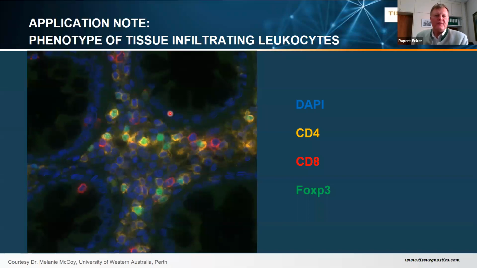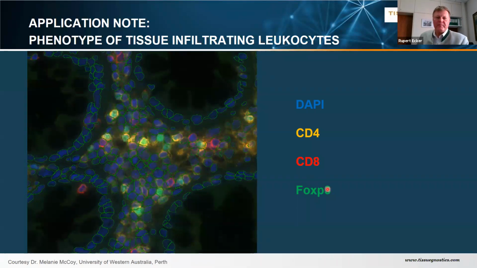In this example, we see a 4-color staining of colon, DAPI, the nuclear marker in blue, T helper cells in yellow, cytotoxic T cells in red, and a marker called FOXP3 in green. You may know that cells which are CD4 FOXP3 double positive are referred to as the regulatory T cells or TREGS.